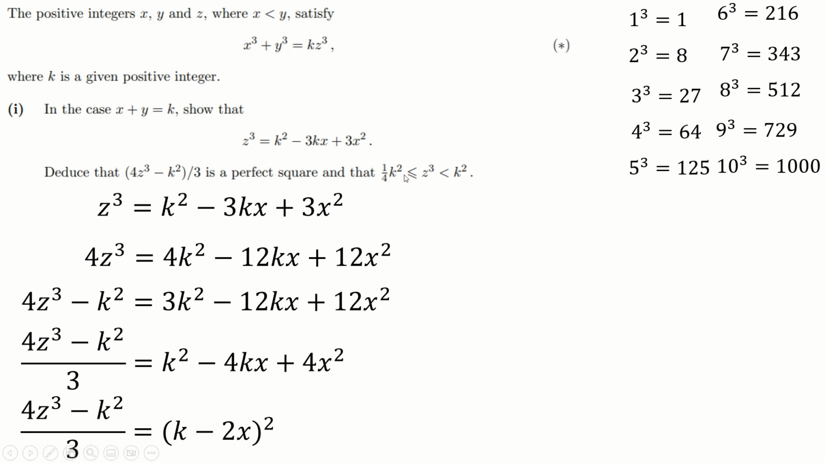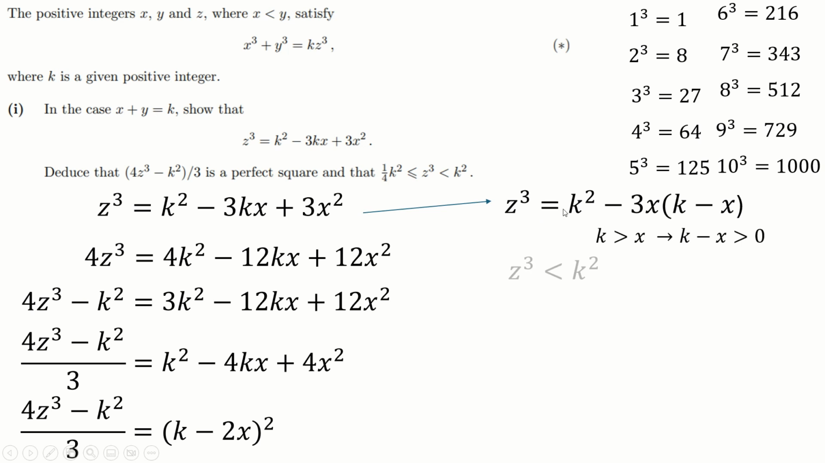And also show that z cubed is stuck between these two things. So what we could do is firstly start up here and say, from here, if you factorize out the 3x from these two bits here, k minus x is a positive number because if x and y are both positive integers, k is bigger than x. So this is a positive number, and x is a positive number. So we're removing something positive from k squared. Therefore, if we just don't remove it, this side is bigger, and we get z cubed is less than k squared.